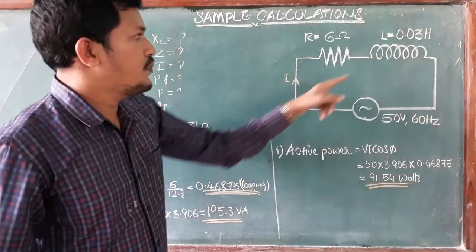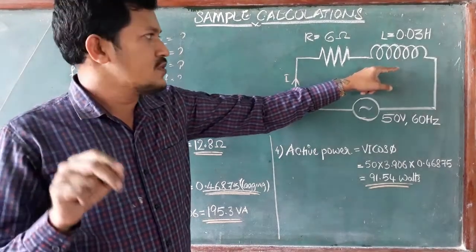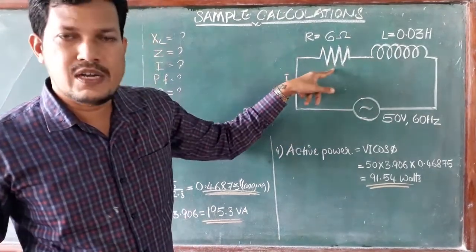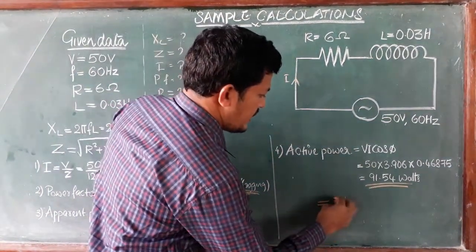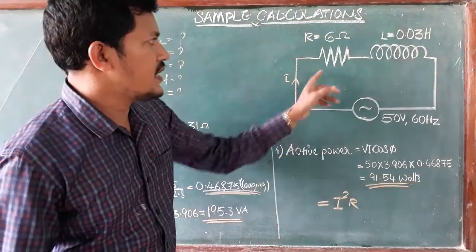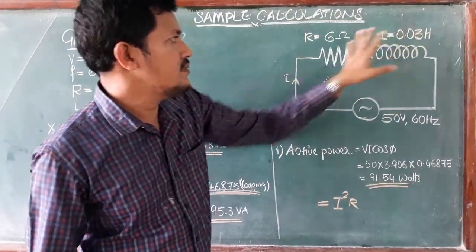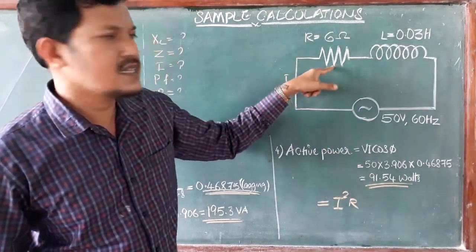We know that the pure inductance dissipates zero power. So power dissipates in resistance only. So power is equal to I square R. Clear? How much power dissipates in the RL circuit? Here, zero power in the inductance. So power dissipates in resistance only. So this much power dissipates in the resistance only.